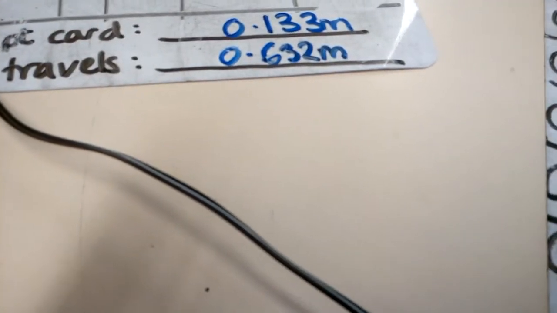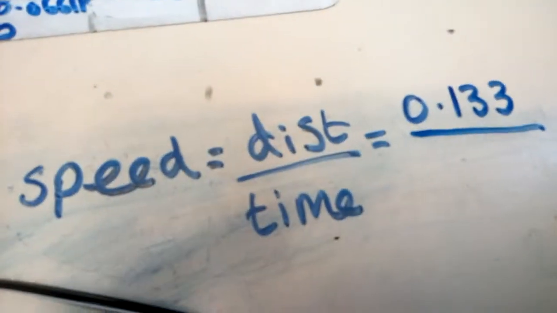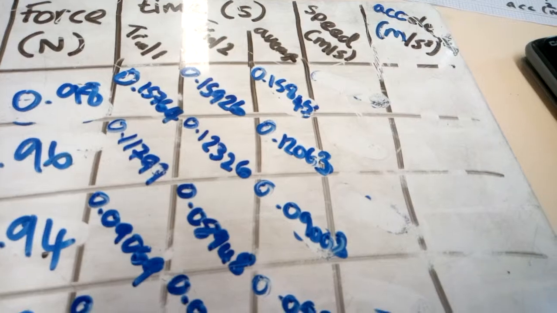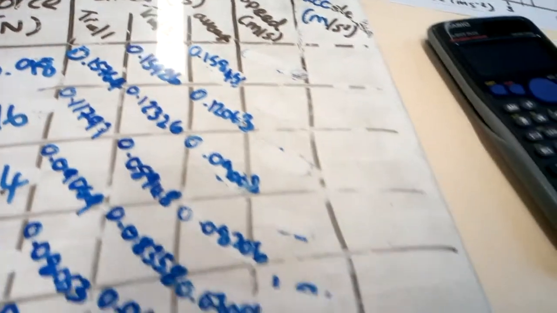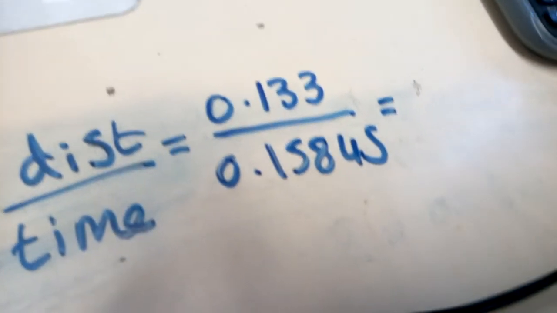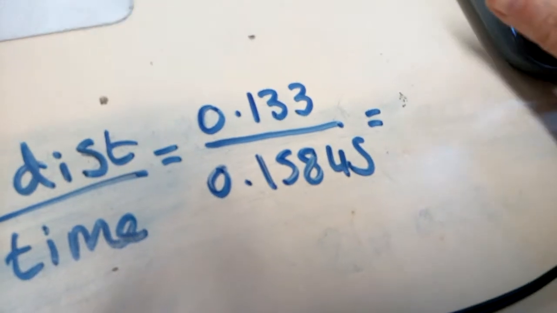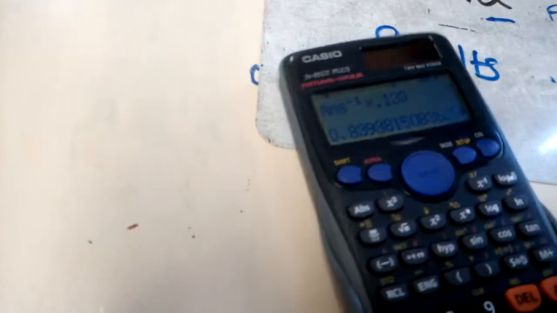Mine was 0.133 meters. Okay, and you're going to divide that by the time taken. Well, in my first results, the time taken was 0.15845. I've just used my average result there. And so I'll put that into my calculator and I get a result of 0.83938 and so on and so on.